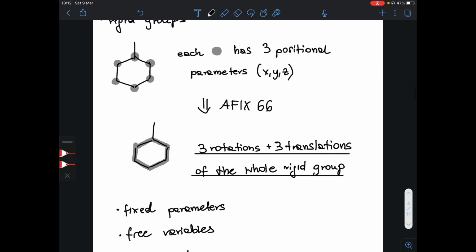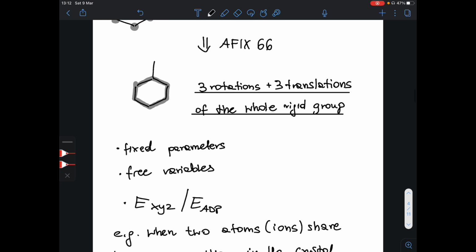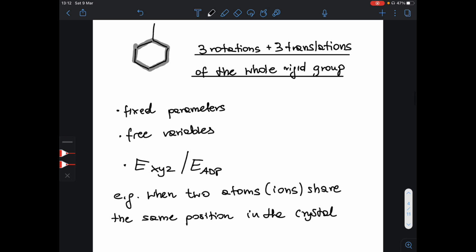Some other constraints are, for example, fixed parameters and free variables. We'll talk about them a bit later. And also the commands EXYZ and EADP. What do they do? I was refining a crystal structure of some hydrocarbon which was reduced with alkali metals. The metal that I used for reduction of that hydrocarbon was lithium. But I actually didn't notice that the package of lithium says there's a high sodium content. And I could really see in the crystal structure that I got that something was wrong.